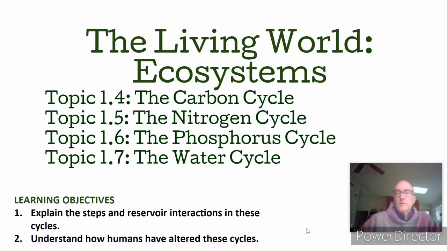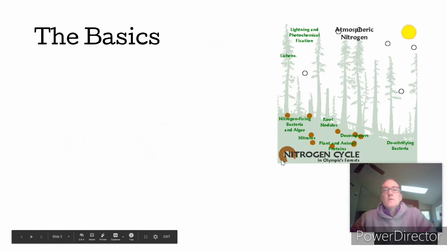And my learning objective for you is by the end, you should be able to explain some of the steps and also some of the reservoir interactions in these cycles, and have some idea about how humans have altered these cycles and what are some of the consequences. So to begin with, what are some of the basics?